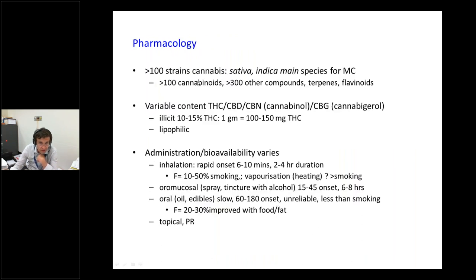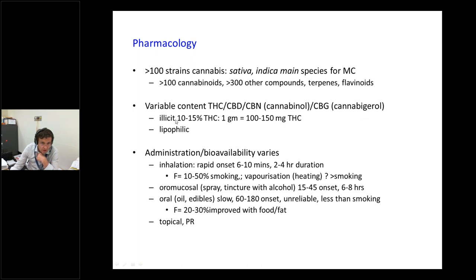There are lots of different strains of cannabis. The main one comes from the sativa form, but there are heaps of different compounds in there, terpenes and flavonoids. Terpenes give the smell, flavonoids give them flavor. There's variable content of THC, which makes you high, and CBD, which is anti-epileptic and anti-inflammatory, as well as cannabidiol and cannabigerol.